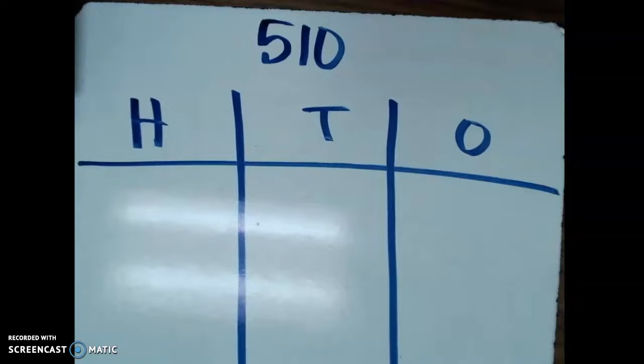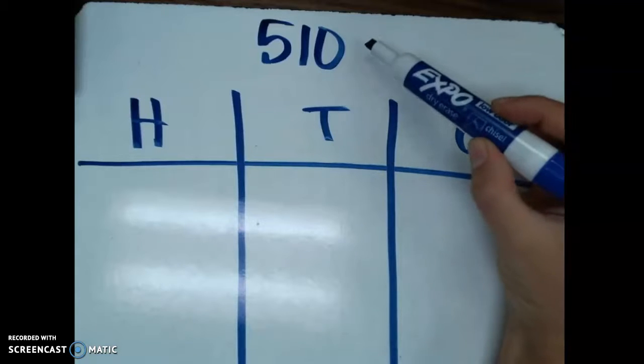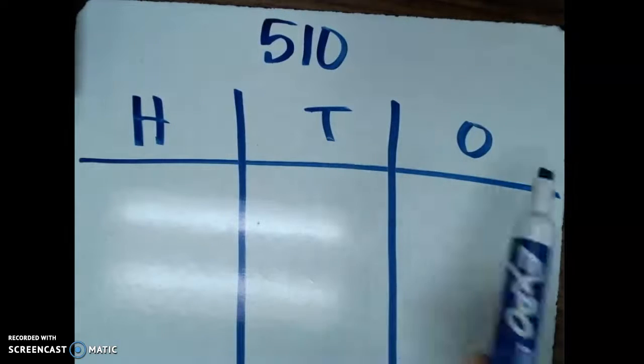Hey boys and girls, we're going to continue working on building models to represent numbers in math. So my number right here is 510. And this is my hundreds, tens, and ones chart.